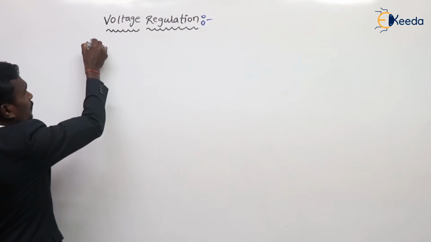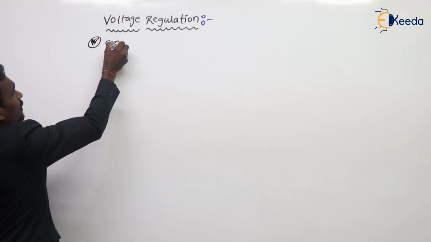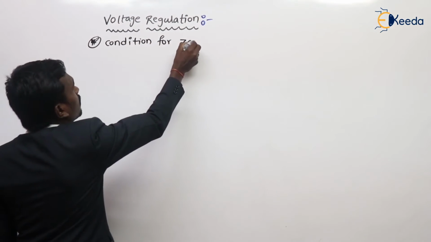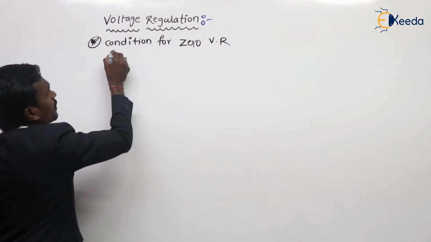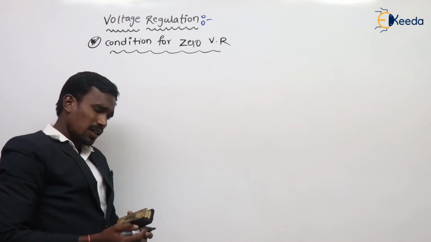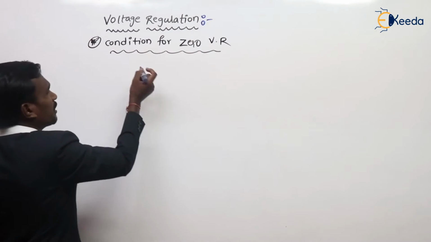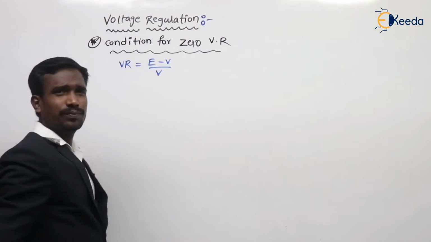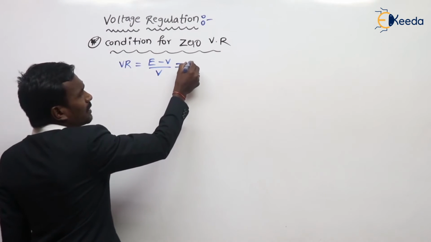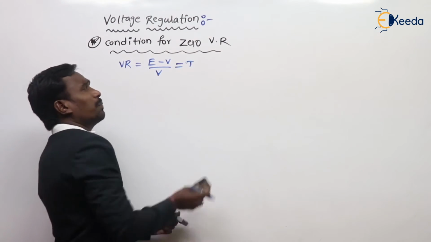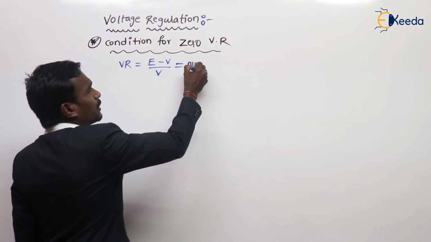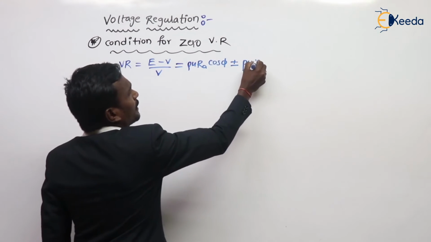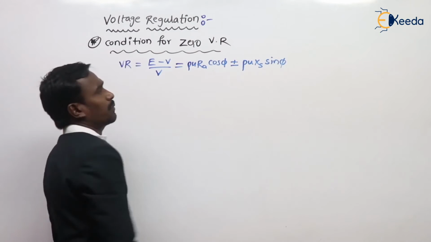Let's see here how we can calculate those conditions. First one, condition for zero voltage regulation. Actually, the voltage regulation formula is equal to E minus V upon V, which equals per unit R cos phi plus or minus per unit X sin phi, from IA RA cos phi. This is the voltage regulation formula.